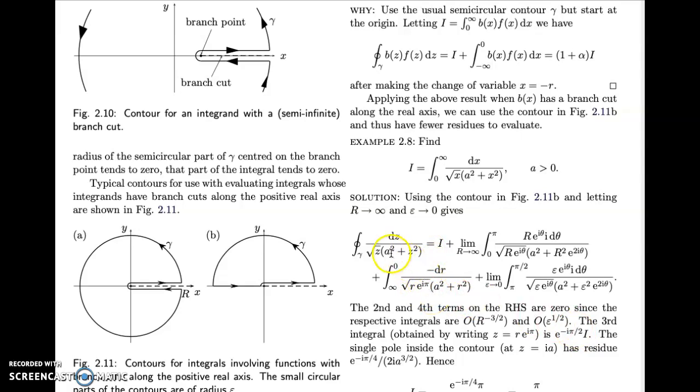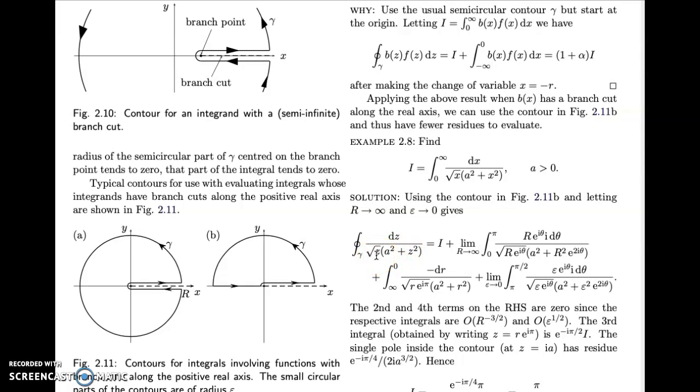Okay, so we need to evaluate the pole. This function is going to have a pole at z equals ia. Again, you have to be a little bit careful with evaluating residues when you've got branch cuts or square roots and things like that. Anyway, we're going to use the simple pole p over q dash method. So q is a squared plus z squared, so that gives us 2z, so that's 2ia.